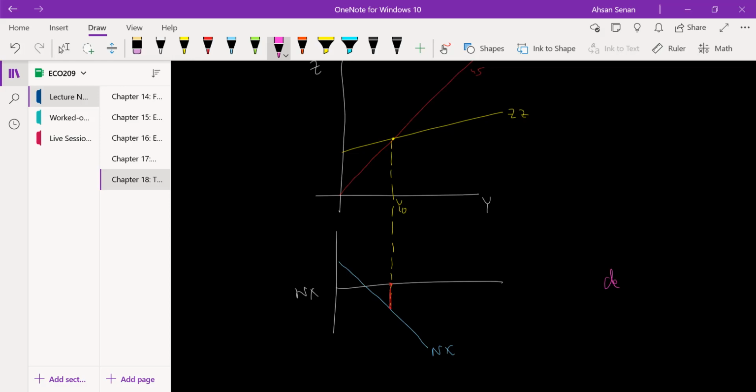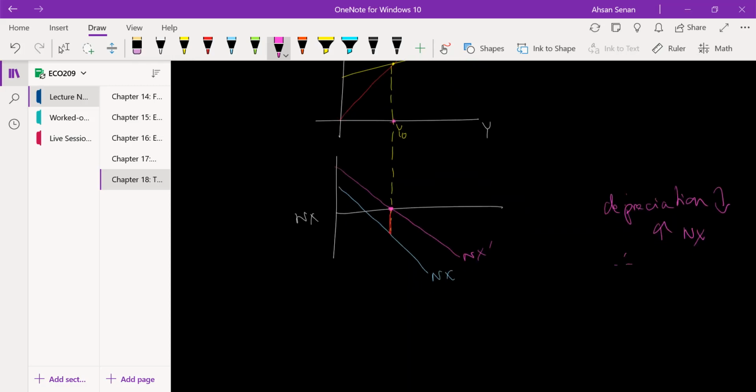Suppose we manufacture a depreciation which leads to a rise in NX. So we end up here. Okay, we end up here. So what has happened is that at this level, we've ended up here where the trade deficit has disappeared. So let's write that down as well. So therefore, trade deficit goes away.